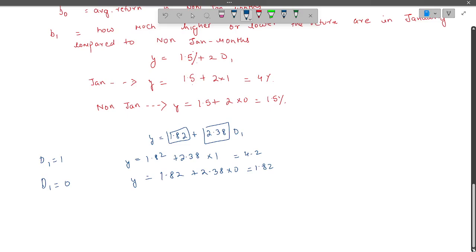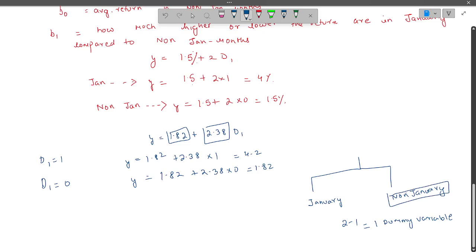Let me explain. In this example, we had two groups. One is January and the other is non-January. So whenever we have n groups, we create n minus 1. In this case, we had two groups, so we are going to create 2 minus 1, or 1, dummy variable. And the effect of the group that we leave out is going to be captured in the intercept. We created a dummy for January, but we left out non-January, right?